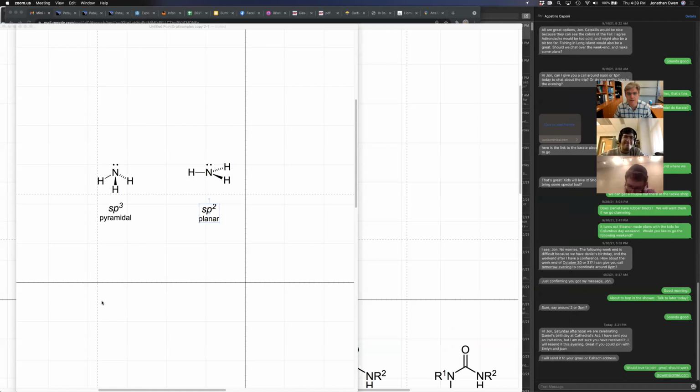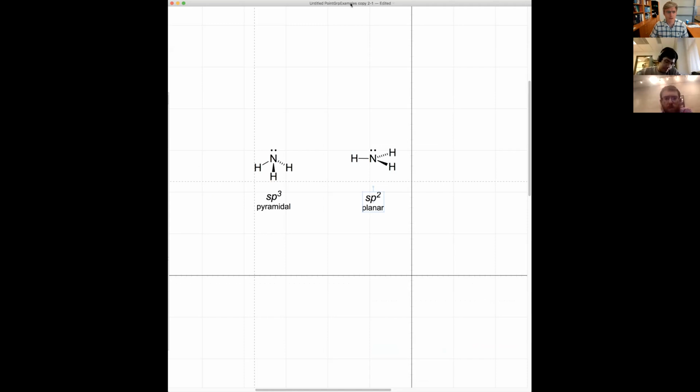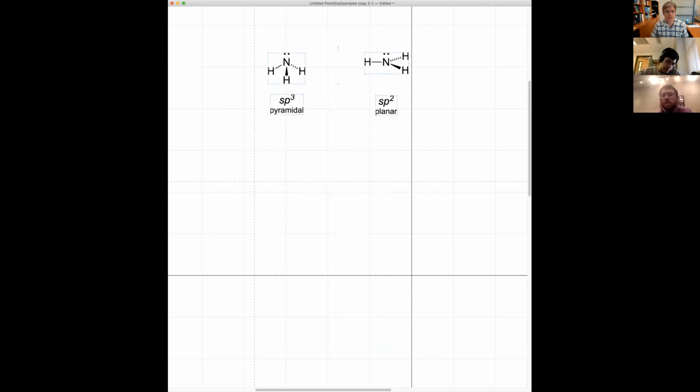And the essential issue here is that when you mix an s and 3p orbitals, oh, sorry, you're not looking at my screen. That would be a good place to start. Okay, so now you can see my two examples. There's pyramidal sp3 and there's planar ammonia, that's sp2.